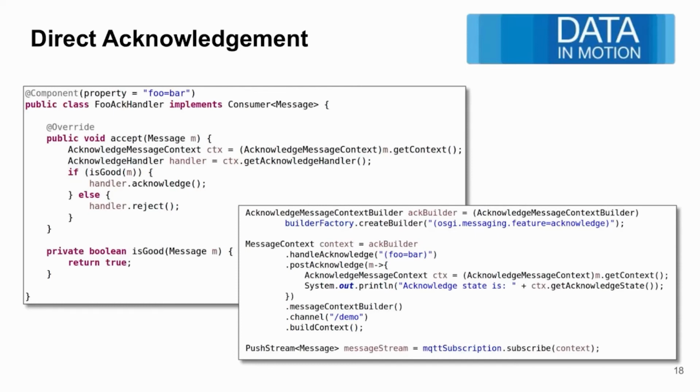So to trigger an acknowledgement itself, you will need the acknowledge handler, and you can retrieve that from each message using the message context, because implementations that support acknowledgement must implement the acknowledgement API. That means all messages that you get will have a message context, which can be cast to acknowledge message context that provides you with an acknowledge handler instance. And with that, you can then trigger acknowledgement or rejection.